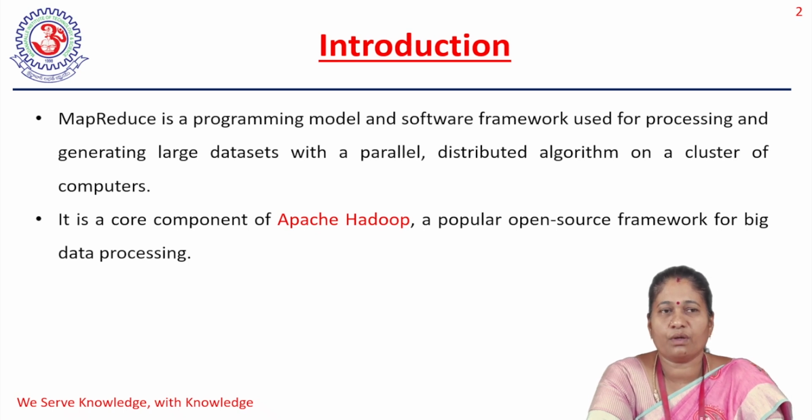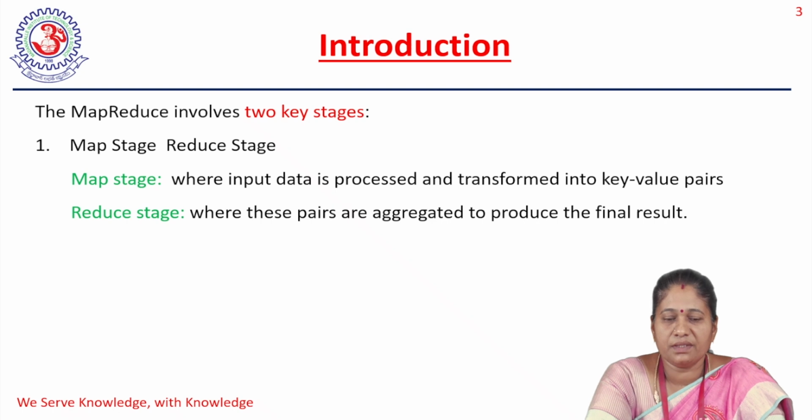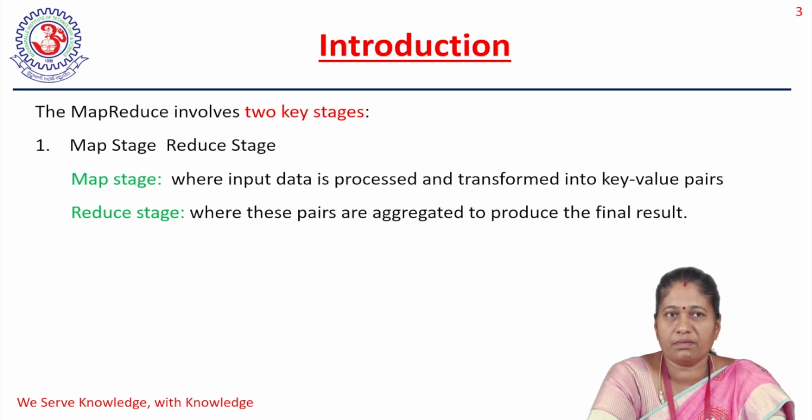If you have a large data set, it will be split according to its size, then it will execute, compile, and at last produce the output. It is mainly used in Apache Hadoop, which is an open source framework for big data processing. MapReduce has two different stages: one is the map stage, and another is the reduce stage.